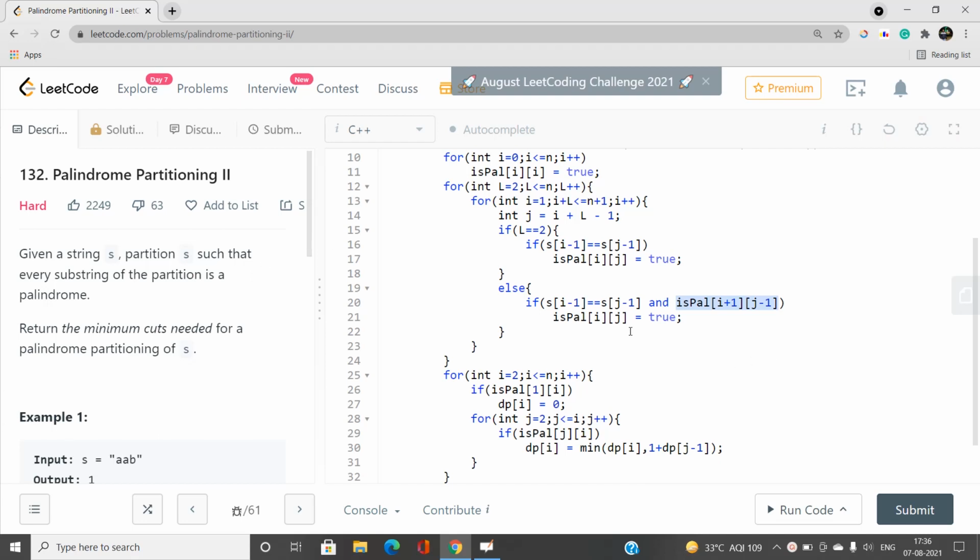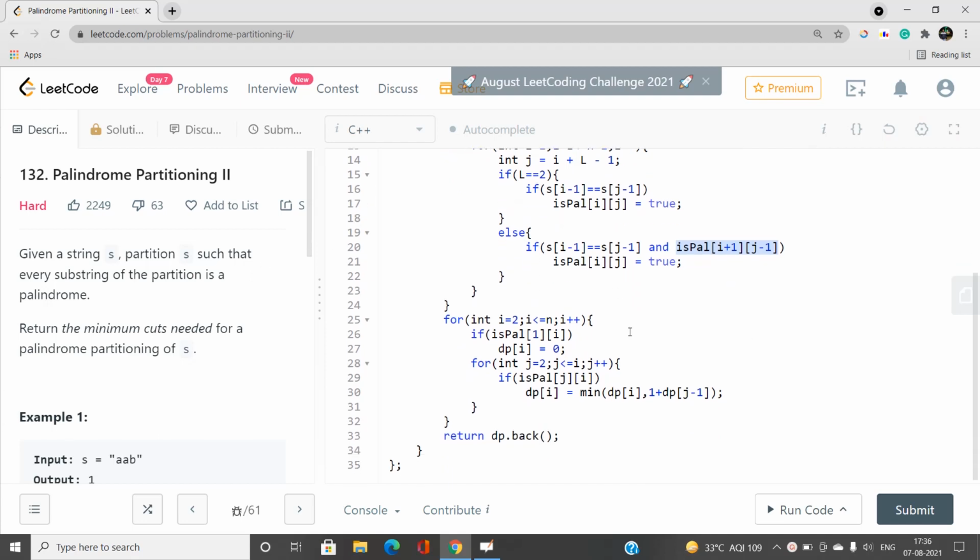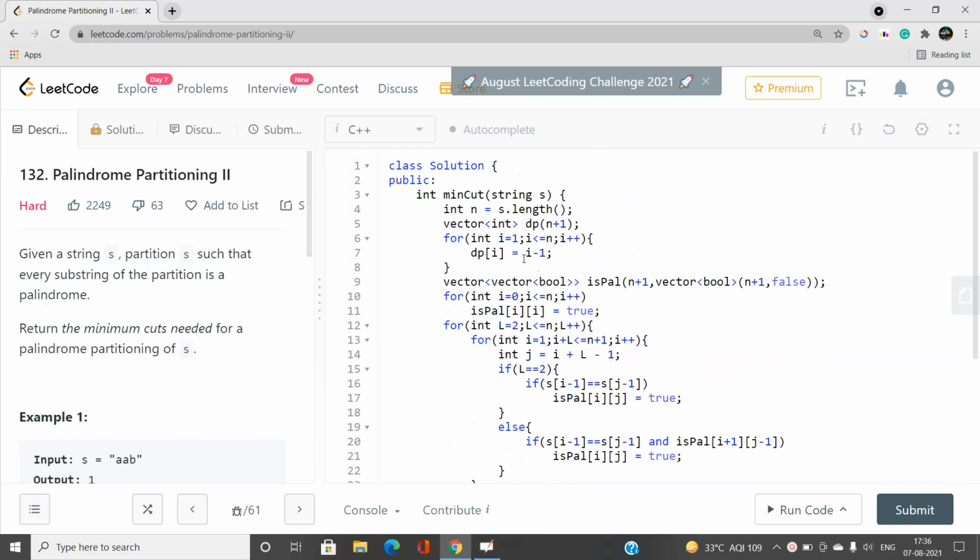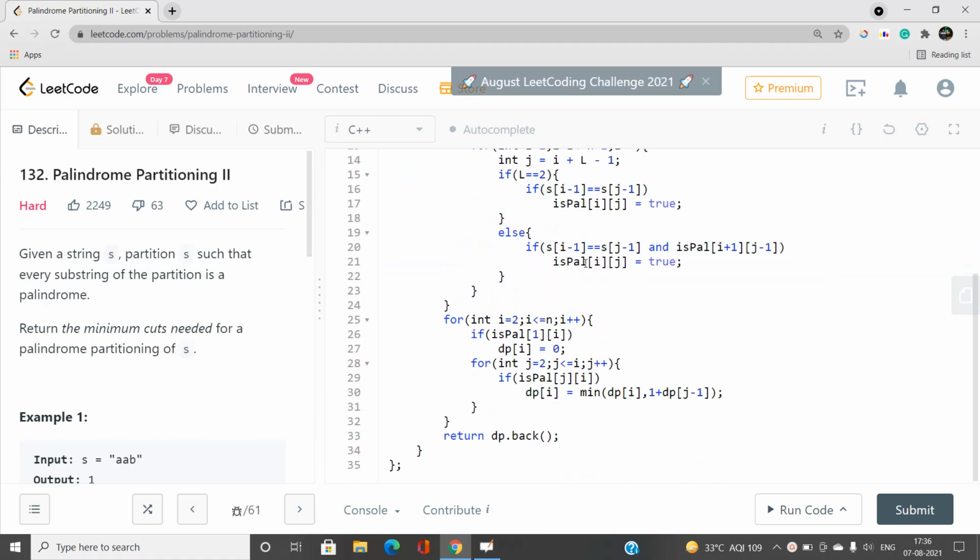Now we need to find out the minimum cuts. So how are we going to find it out? Starting from i equal to 2, because for i equal to 1 we have already filled out the value. So I will start for i equal to 2. If isPal of 1 to i, the entire substring up to length i starting from 1, is already a palindrome, then dp of i is always 0. We are not going to perform any cuts.